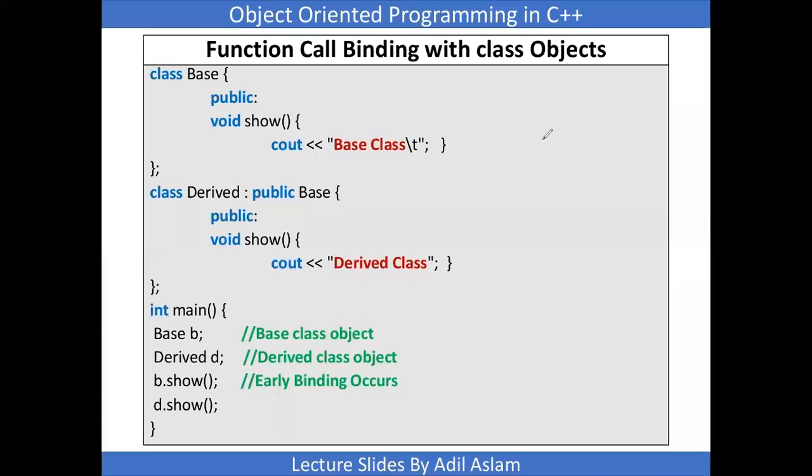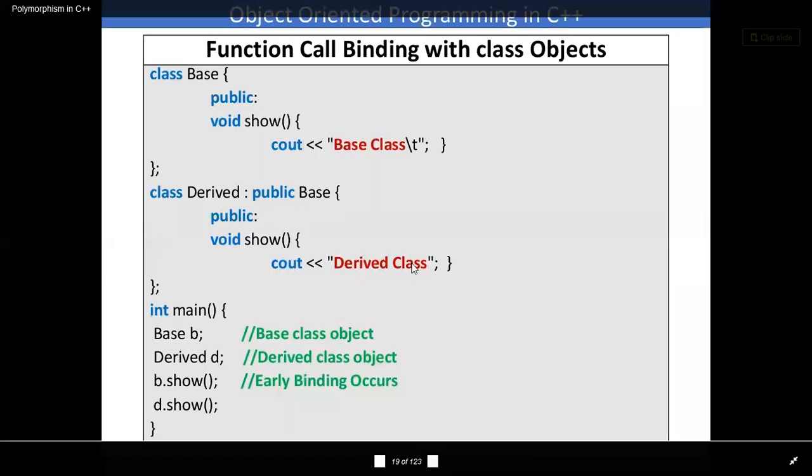Remember that we first have polymorphism. Under polymorphism, we have compile time and runtime. Under compile time, we have overloading and overriding, and under runtime, we have virtual function. So that's why I'm showing you again how overloading and overriding work.